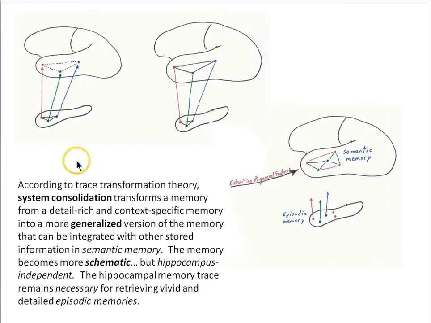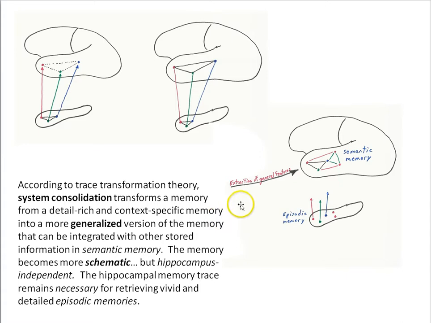And in a previous lesson, we also learned something about trace transformation theory. The idea there was that system consolidation transforms a memory from a detail-rich and context-specific memory into a more generalized version of the memory that can be integrated with other stored information in semantic memory. The memory becomes more schematic, but hippocampus independent. The hippocampal memory trace remains necessary for retrieving vivid and detailed episodic memories.